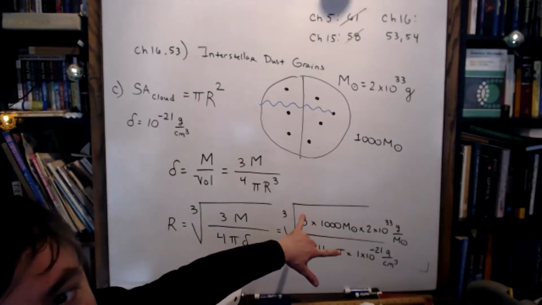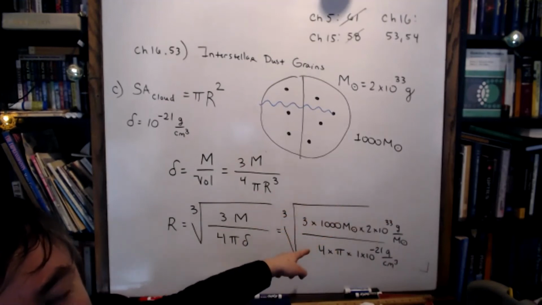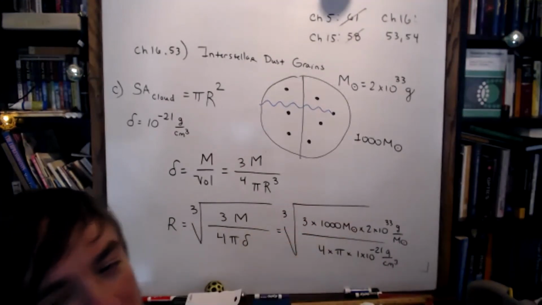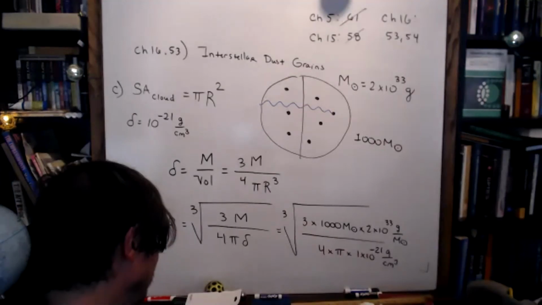We could say 3 and pi cancel out. That's 2 times 10 to the 36, 1/4 times, actually just plug into your calculator. I don't feel like trying to do that. The cube root is going to mess me up here.